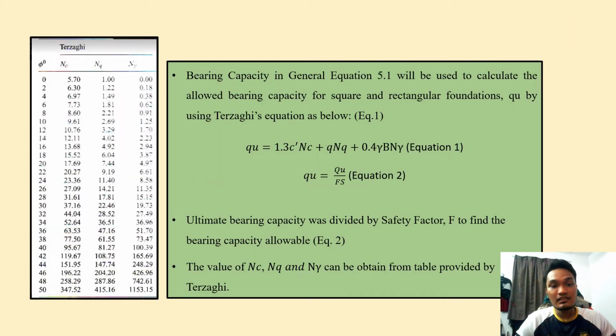For bearing capacity in general, equation 5.1 will be used to calculate the allowable bearing capacity for square and rectangular foundations, for which we are using the Terzaghi equation as below. We can see the equation in equation 1. After that, we calculate the allowable bearing capacity using equation 2, which is qu over the factor of safety. The values Nc, Nq, and Nγ can be obtained from the table provided by Terzaghi, as we can see in the slide on the left. We can find the unknown values by referring to our friction angle.